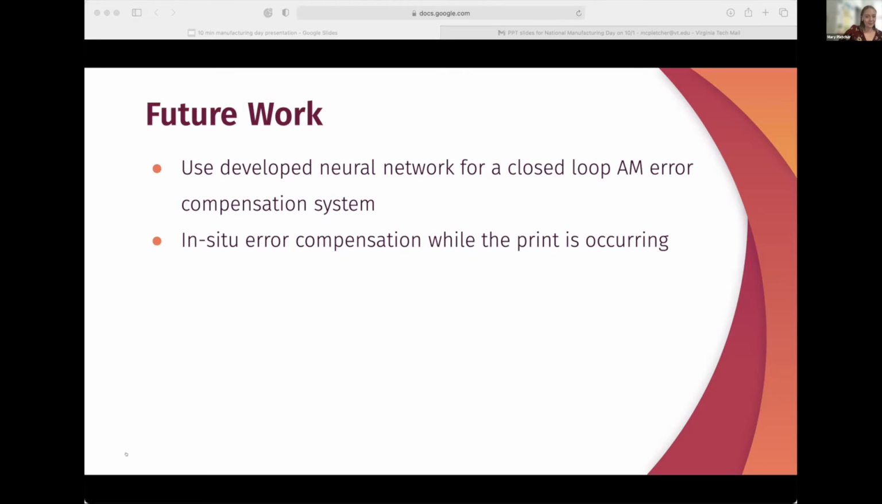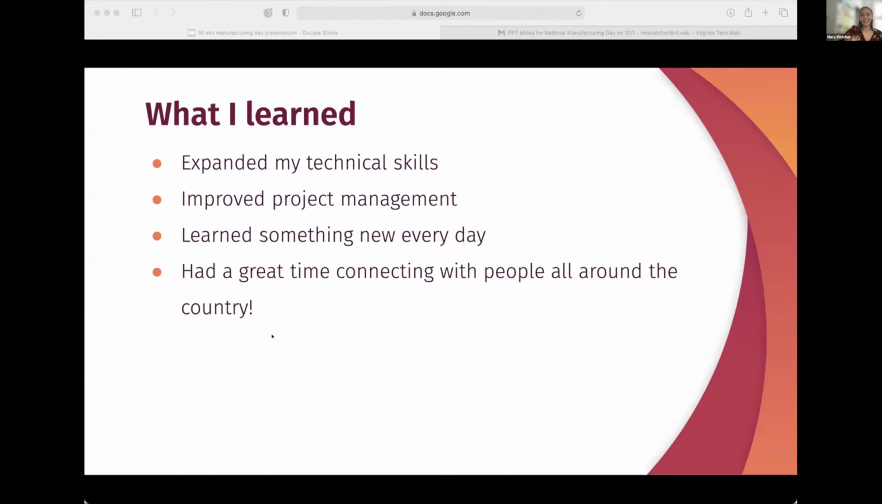So I learned a lot from this internship. You saw at the beginning of my pictures, I had a great time. I was basically learning something new every single day. I was expanding my technical skills, programming, learning more about 3D models, 3D scanning. I had the opportunity to understand some of the project management side. And I overall had a great time connecting with people all over the country. I got to talk to interns all the way down in Texas and communicate with Honeywell people as well. And so that was a great time.